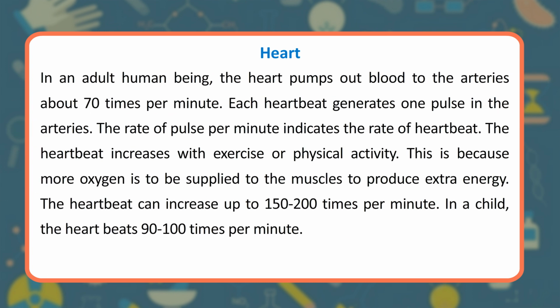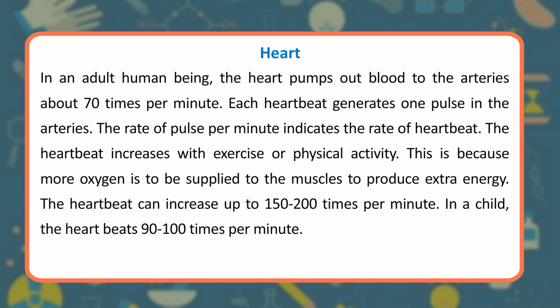In an adult human being, the heart pumps out blood to the arteries about 70 times per minute. Each heartbeat generates one pulse in the arteries. The rate of pulse per minute indicates the rate of heartbeat. The heartbeat increases with exercise or physical activity. This is because more oxygen is to be supplied to the muscles to produce extra energy. The heartbeat can increase up to 150 to 200 times per minute.